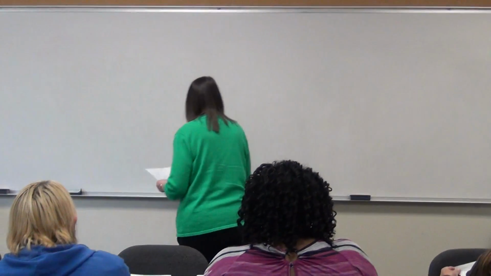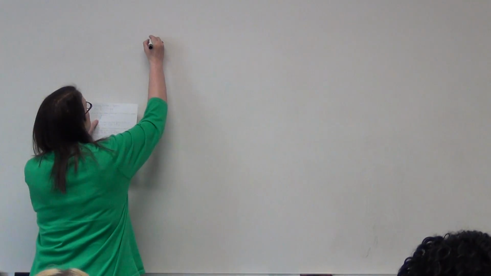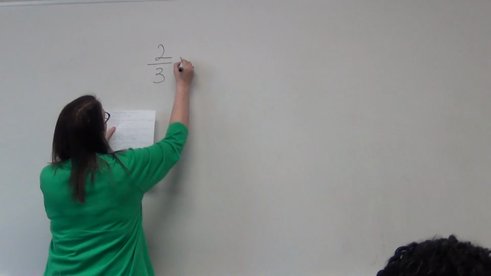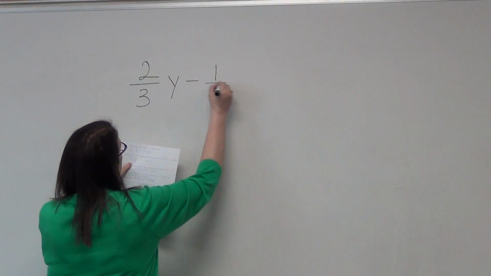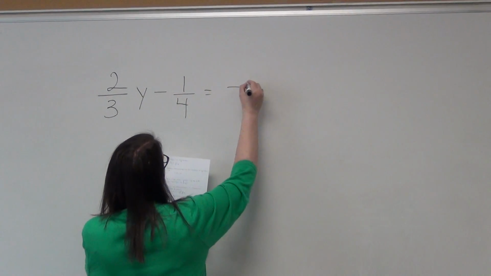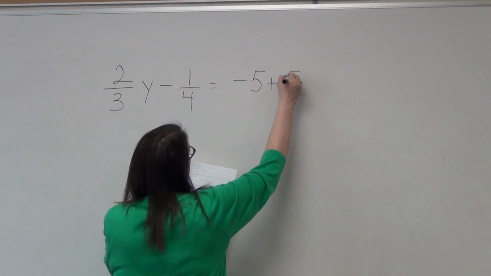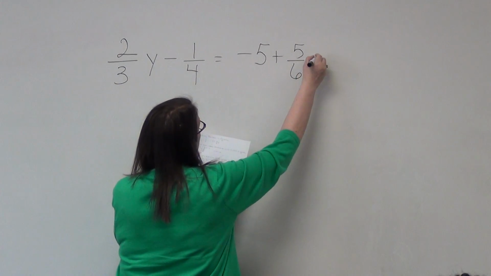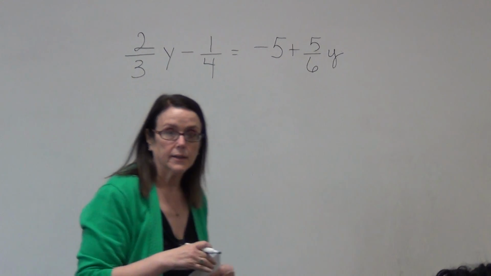The second paper is the example that I'm going to put on the board for you, clearing fractions. I do that so that you won't have to spend your time writing notes. You can just jot notes on the paper as we go, and you can concentrate more on what we're going to do. So let's take this example, which is 2/3 y minus 1/4 equals negative 5 plus 5/6 y. That looks pretty complicated, doesn't it?